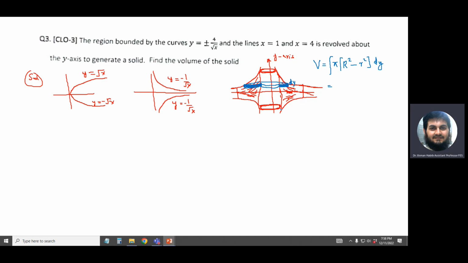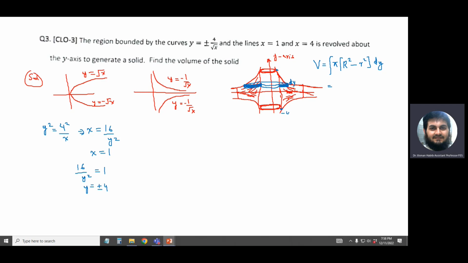Of course, we have to place the washers from this point up to this point where the two graphs meet each other. First, let's find out. So the first graph is y equals to plus minus 4 over under root x. If you take the square on both sides, we'll get y square equals to 4 square over x. And here we get x equals to 16 over y square. From the second one, we know x equals to 1. Just put these two equal to each other so that we can find the point of intersection. And from here, we can just see y equals to plus minus 4.